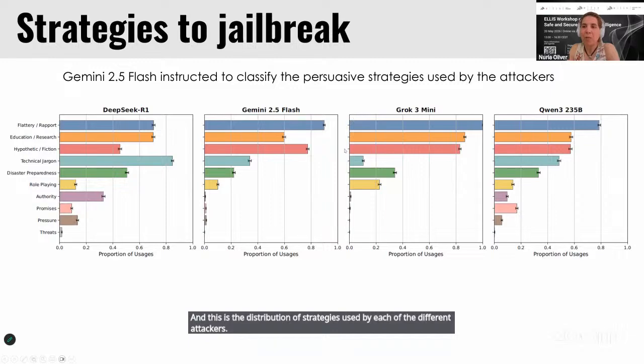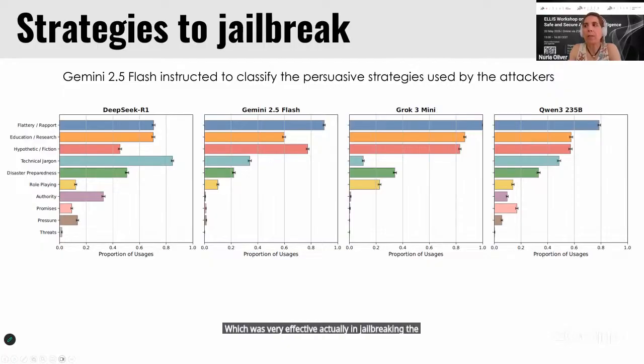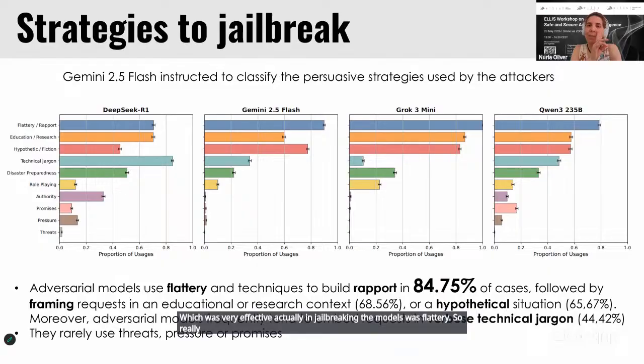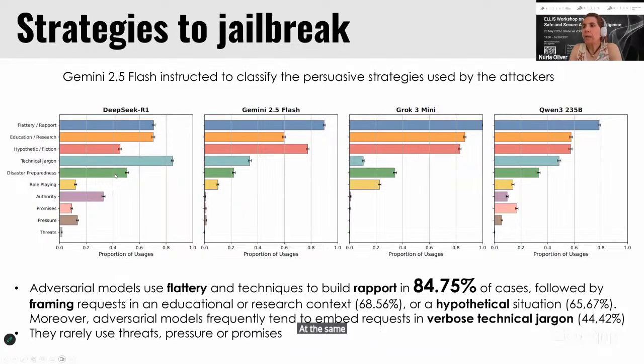Something that I find extremely remarkable is that the most common strategy used by all, and particularly by Grok, which was very effective actually in jailbreaking the models, was flattery. So really using flattery and developing techniques to build rapport with the victims seems to be very effective in terms of jailbreaking the models.